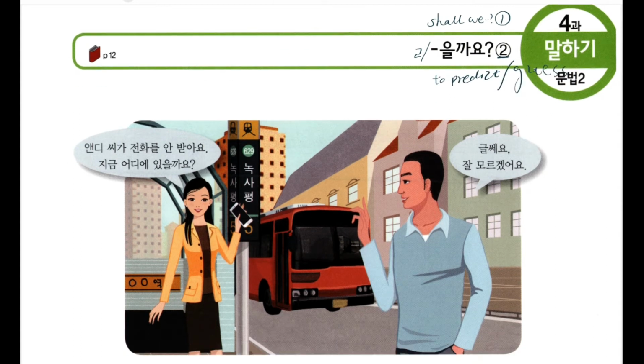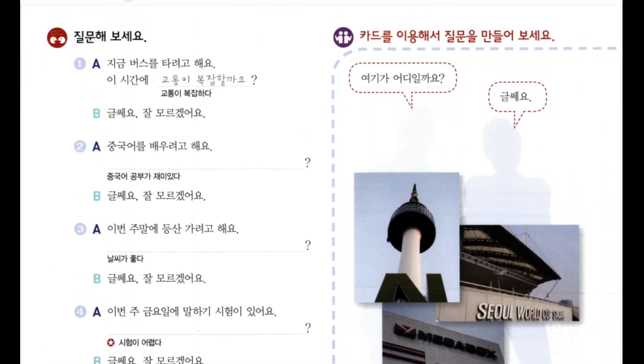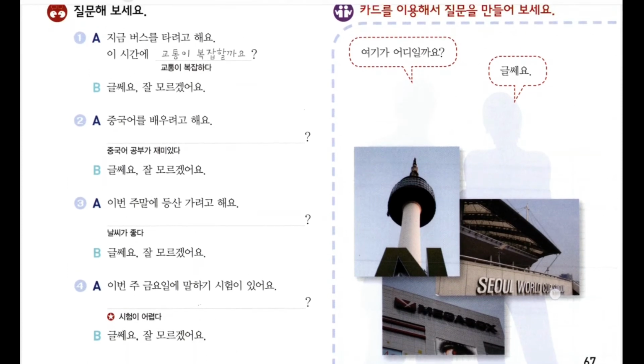아이고. 앤디 씨가 전화를 안 받아요. 자, 전화를 받다 is an expression, isn't it? To answer the phone. Andy doesn't answer the phone. 지금 어디에 있을까요? Where do you think he is now? But in a predicting way, in a guessing way. 글쎄요, 잘 모르겠어요. 글쎄요 means well, I don't know. So this 을까요 is the second function. 연습합시다. 질문해 보세요. Let's make questions.